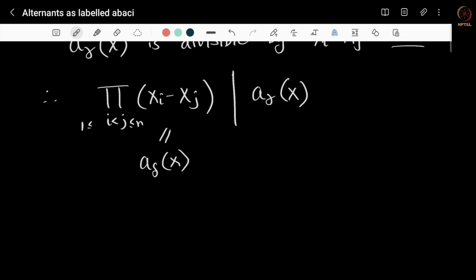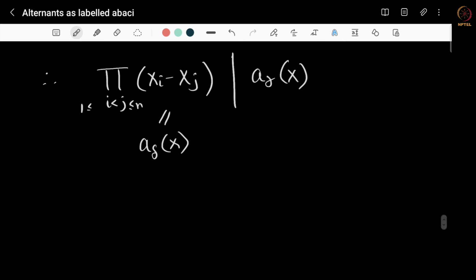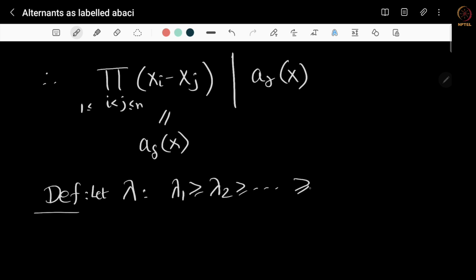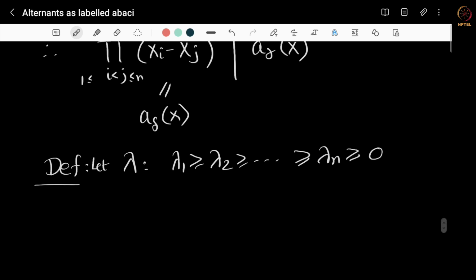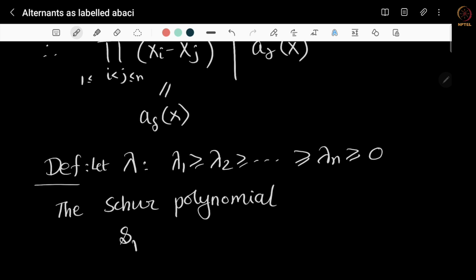So what we have just concluded, by repeating the same argument which one uses to show that A delta of x is actually the product of xi minus xj, and you can use the same argument, comparing degrees on both sides and so on. I won't get into that right now, but what we have just shown is that A delta always divides A gamma. So any alternant is always divisible by this special alternant A delta, and this quotient is our object of great interest. So let's define this.